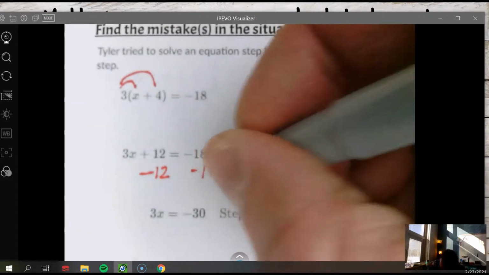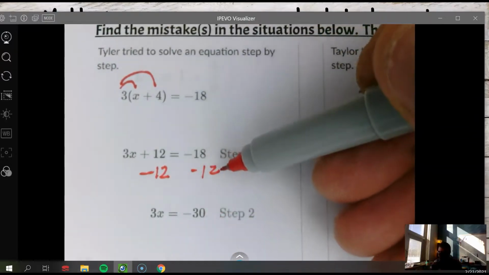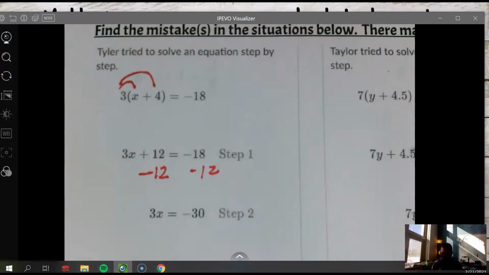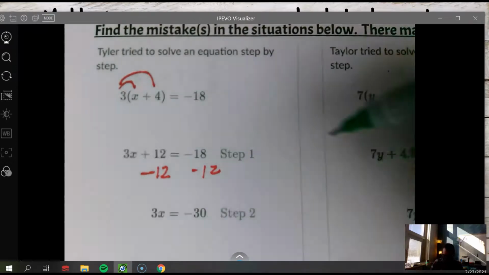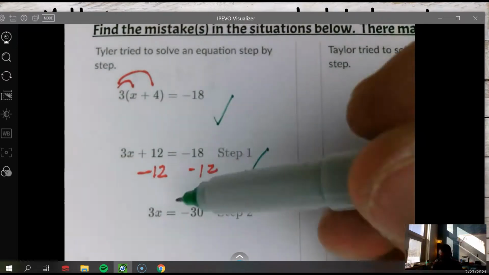So guys, write it in on your paper. Did he do it correctly? Does negative 18 minus 12 get us negative 30? Yeah. And does it wipe out on the left-hand side? Yeah. So actually, I should have been putting check marks along here. That was correct. This looks correct.